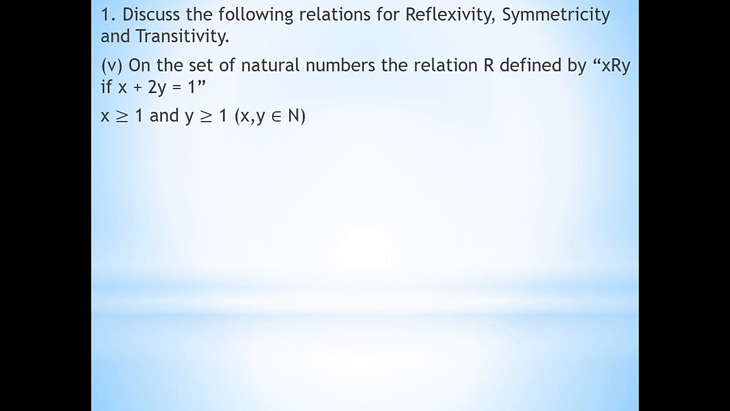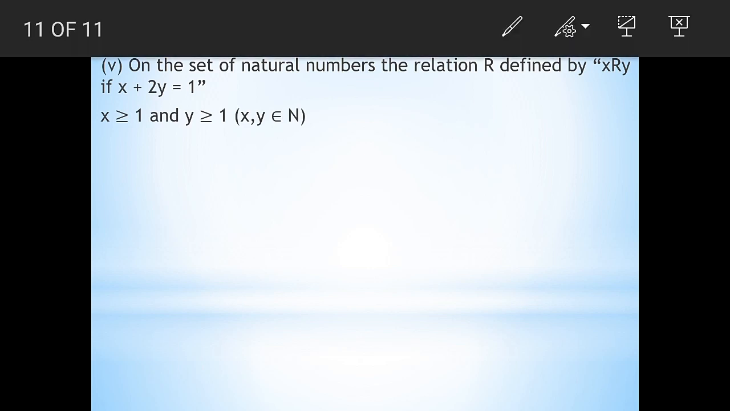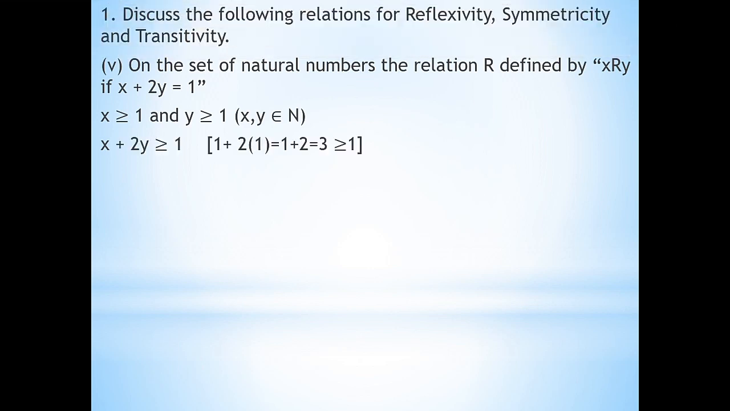So when you add two natural numbers, what will happen? I have given it in the bracket, so you just check that. Say I have taken X as 1, Y is also 1. These two are the minimum starting natural numbers. So 1 plus 2 into 1, which is 1 plus 2. 1 plus 2 is what? 3. 3 is greater than or equal to 1.